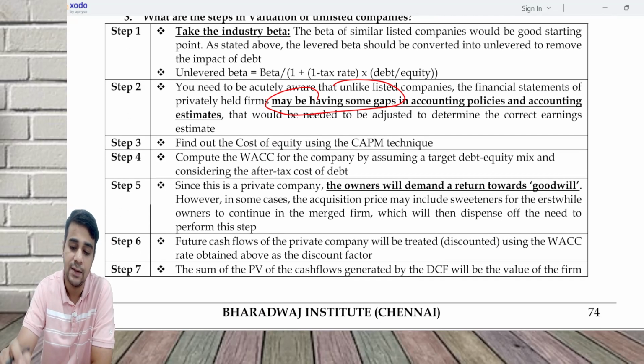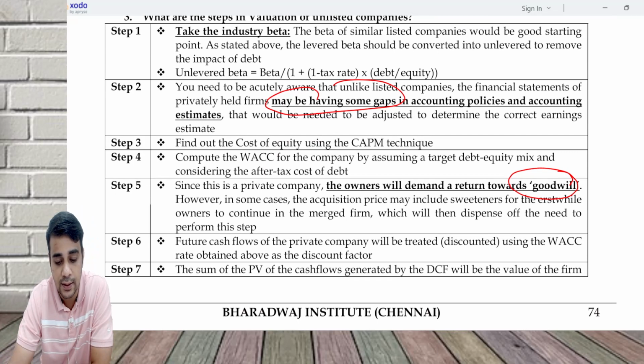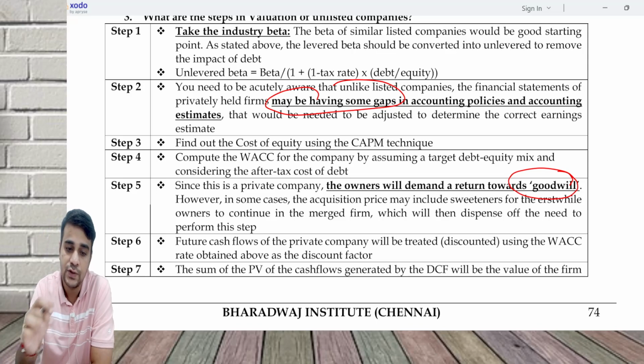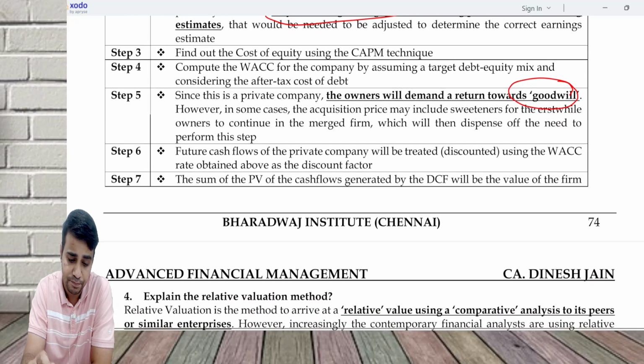For a listed player, because there are a lot of stakeholders interested in their financial statements, most of the policies could be properly followed, but in an unlisted company, the financial statements can have certain gaps. So you will have to adjust all these gaps and get the cash flows, discount the cash flows at WACC, get value of firm. Also add something called a return for goodwill, that is, give something extra to the promoters when you are trying to acquire. So present value of future cash flows plus the goodwill payment can become the value of the firm. That is what you do for an unlisted company.